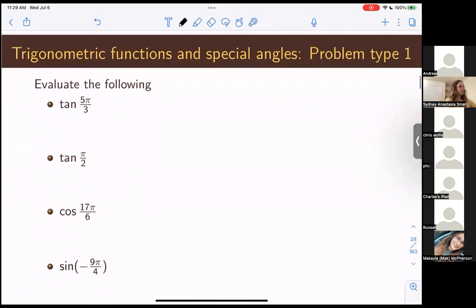Okay, so let's do a couple quick examples. I want to find the tangent of 5 pi thirds. Well, from what we talked about on the last slide, we know that this is just the sine over the cosine. Oh, I'm so sorry. Charles, do you have a question?